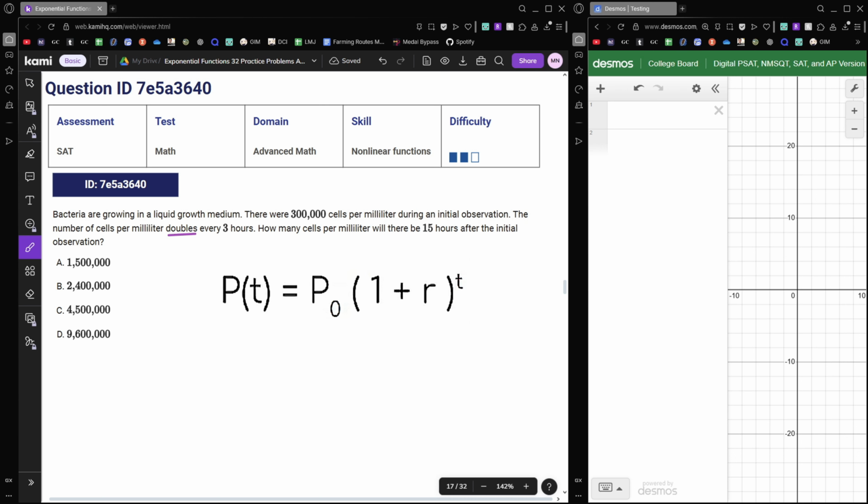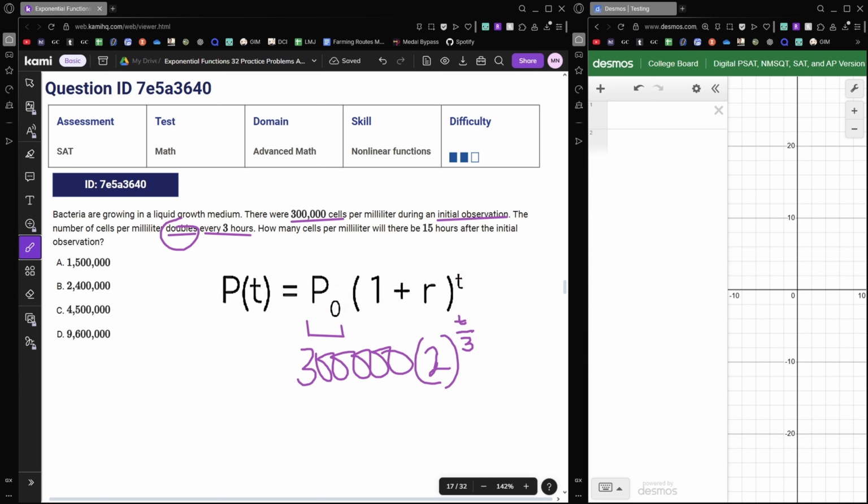Now let's go ahead and start plugging in our numbers. We know that the first number is the initial amount, and here it says that there were 300,000 cells during an initial observation. So 300,000 is our initial amount. Then our second number will be the rate of growth. Now normally we add R, which is a percent increase. However, in this question, it just says that it's doubling, so we'll put a 2 inside the parentheses. And lastly, our time, which is t. However, there is one more part we need to add, and since it says every 3 hours, we need to put this t over 3.